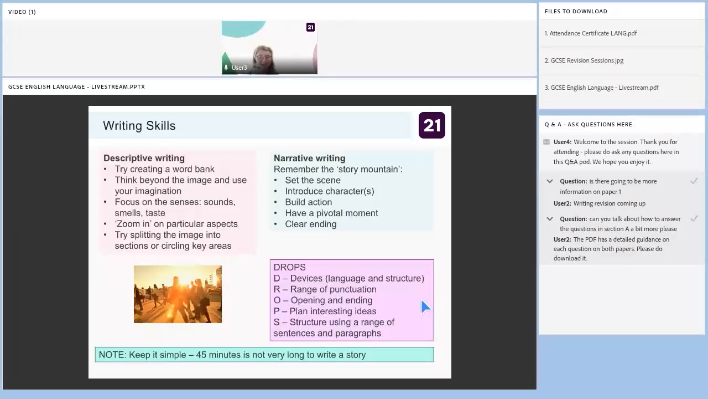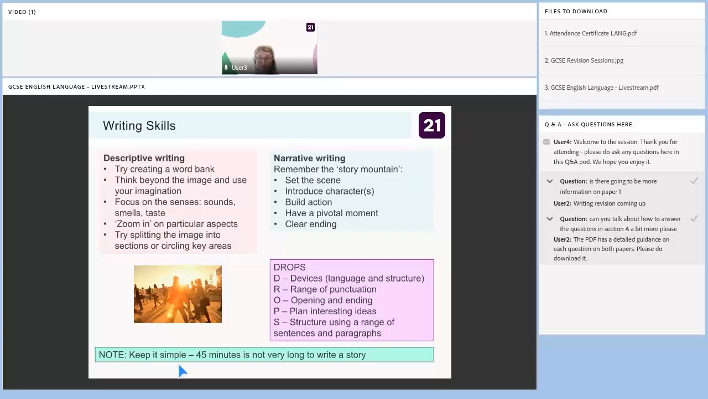I have included in the PDF a brief overview of some of the writing skills. So for descriptive writing, there's a little list of things that you can think about. Do feel free to download this and use it in your revision. And then for narrative writing, I've just reminded you of something we teach here at Academy21, which is the concept of the story mountain. Keep it simple would be my main tip.